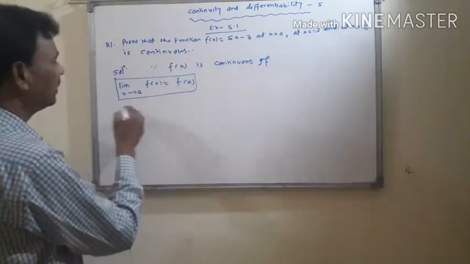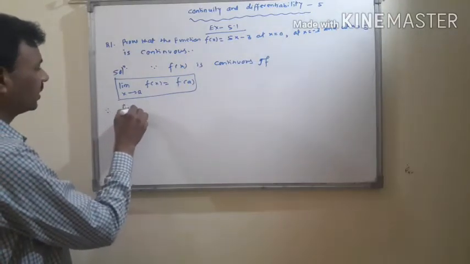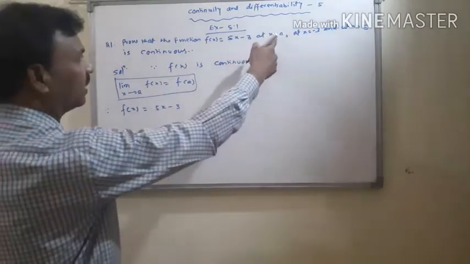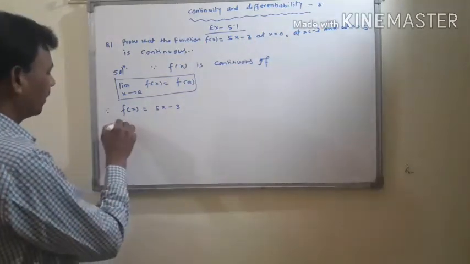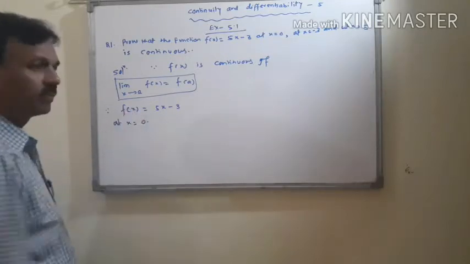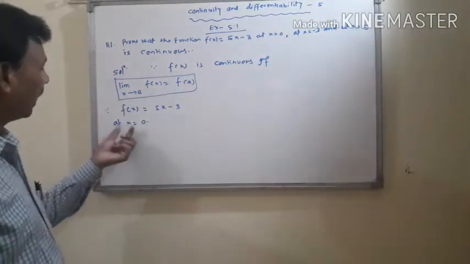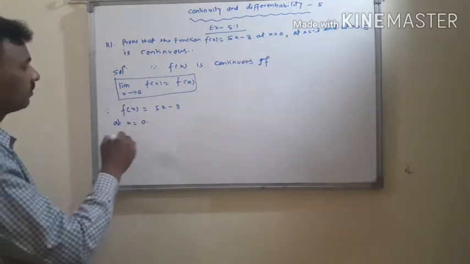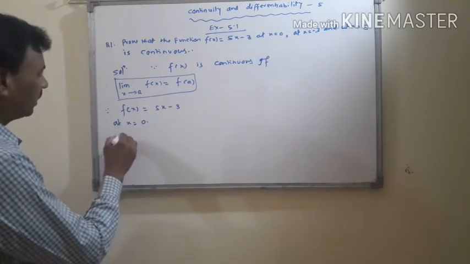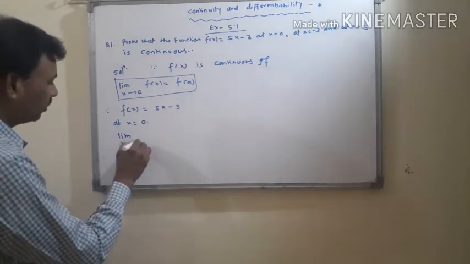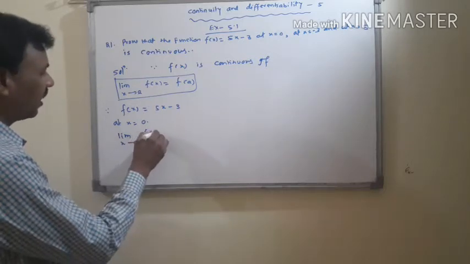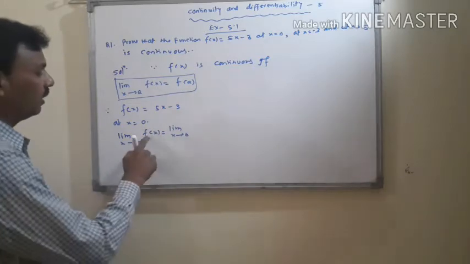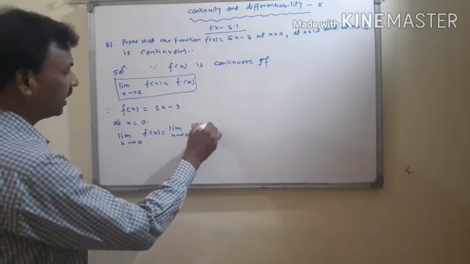Since the function f of x equal to 5x minus 3, first we take x equal to 0. Now we will check whether at x equal to 0 this function is continuous or not. So first we take limit x tends to 0 f of x equal to limit x tends to 0, the value of f of x is 5x minus 3.